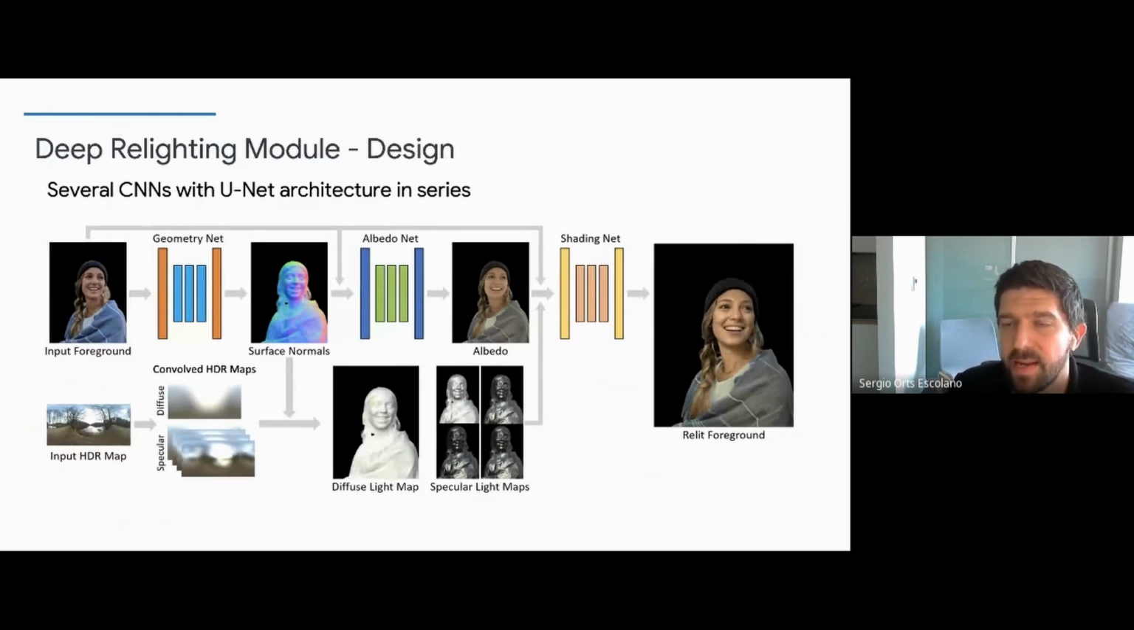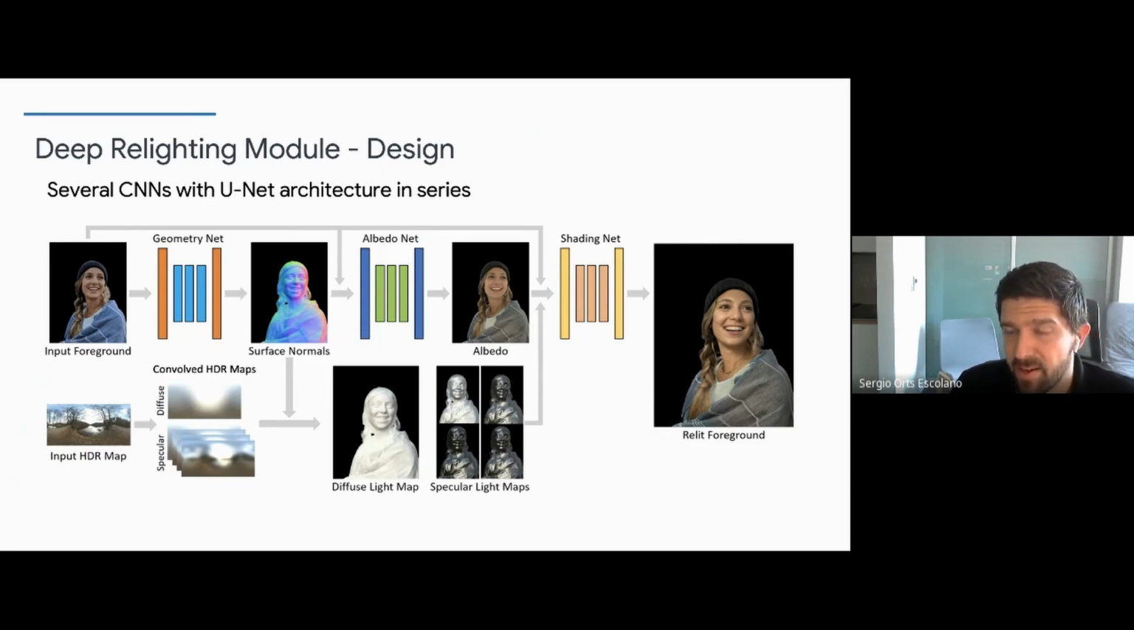Now, let's switch to the relighting module. The design of the deep relighting module includes several unit architectures in a chain, designed to assist in relighting by supervising on intrinsic image decomposition. A first network estimates the subject's geometry, which is represented as a per-pixel surface normal. A next network estimates the subject's diffuse albedo, which is essentially a fully lit portrait of the subject. Recent prior work on relighting has shown that supervising network training with these intrinsic components can improve relighting results, so we leverage this finding in our approach.